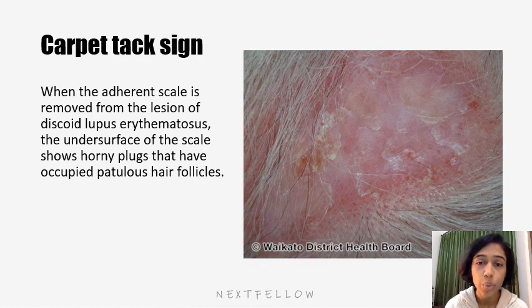There's a patch of alopecia which is scarred. The scarring means you cannot see the hair follicles anymore. Now, this is not easy to see with the naked eye. You would usually need to use a dermatoscope or a magnifying glass to see that the hair follicles have been completely obliterated. But the shiny appearance gives you an indication that there's scarring alopecia. So when you remove the adherent scale from the lesion, the undersurface of the scale will have horny plugs, which are the ones which fit into those keratotic hair follicles. That is called the carpet tack sign, like when you're removing a carpet from the floor and it's hooked on by a tack.